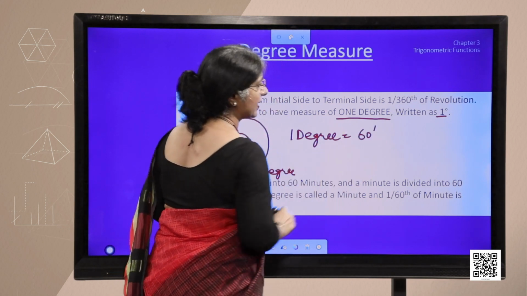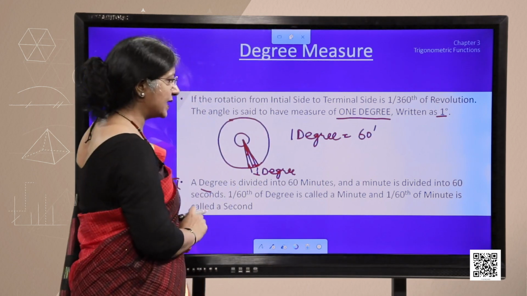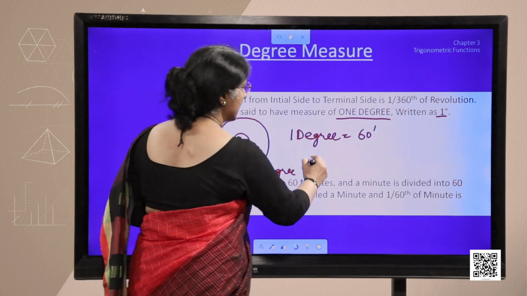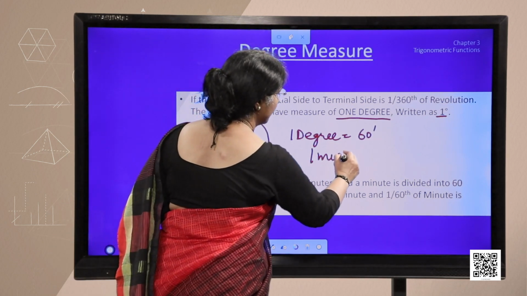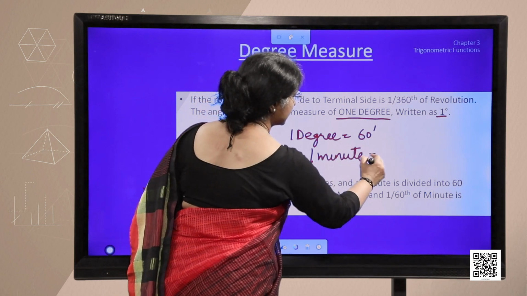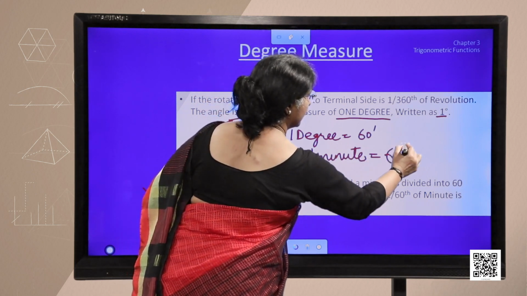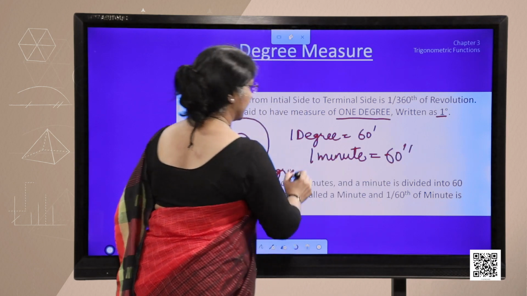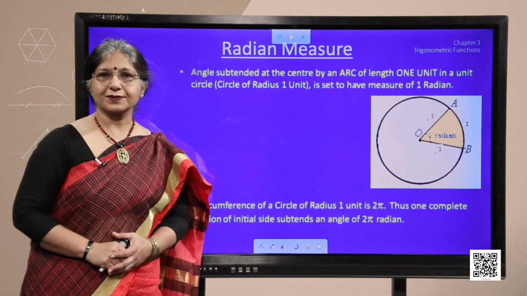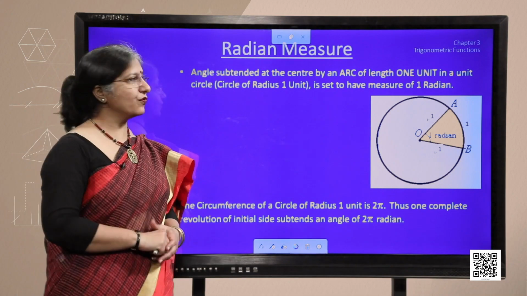Minute sign is shown by this small dash over this 60, and this 1 minute is further divided into 60 seconds. And for seconds we put 2 dashes here. Now comes radian measure, that is quite new for you.